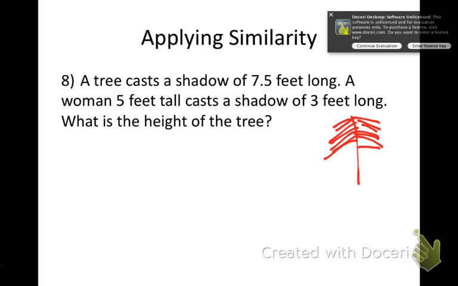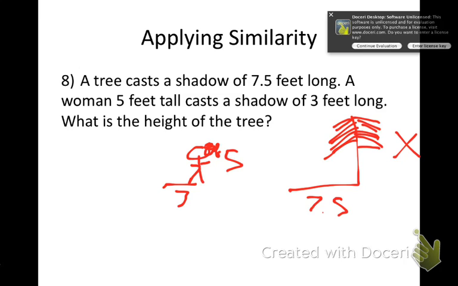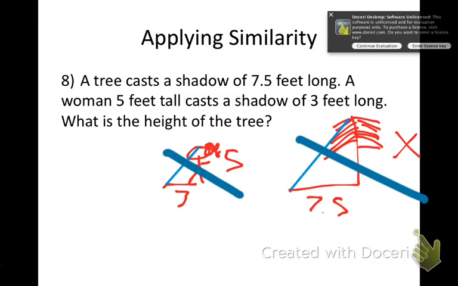My tree is casting a shadow of 7.5 feet. A woman standing 5 feet tall, and I'm a terrible artist so I use stick figures, casts a shadow of 3 feet. Now I want to find the height of the tree. If I look here, I am given these similar triangles. So using what I know, I'm going to set ratios up and set them equal to each other.